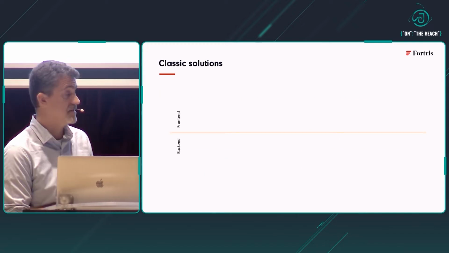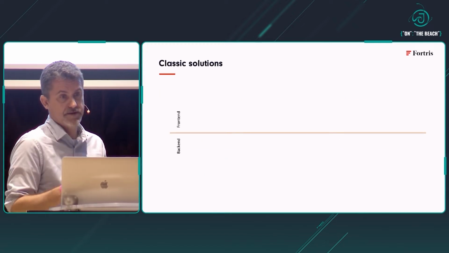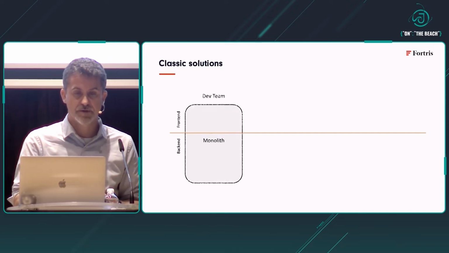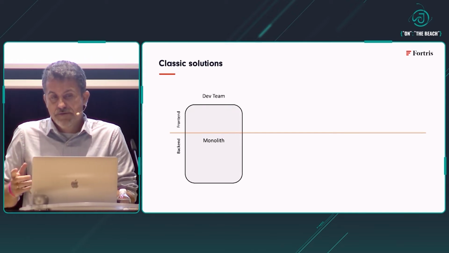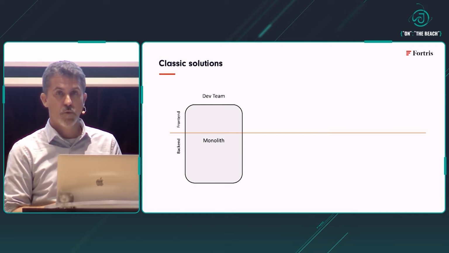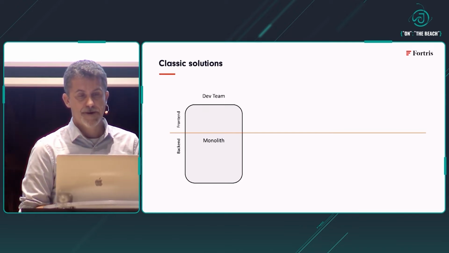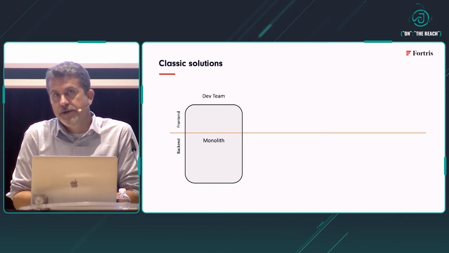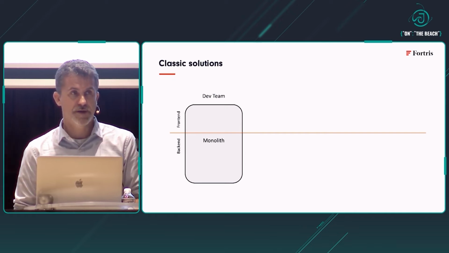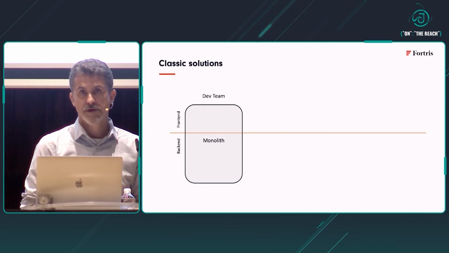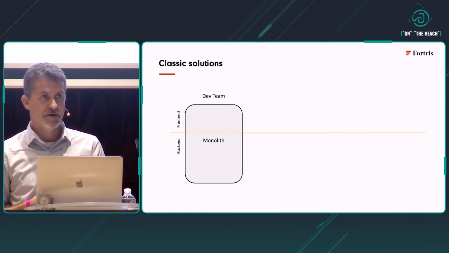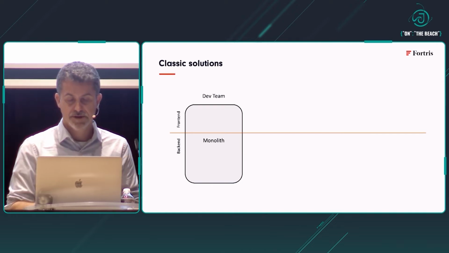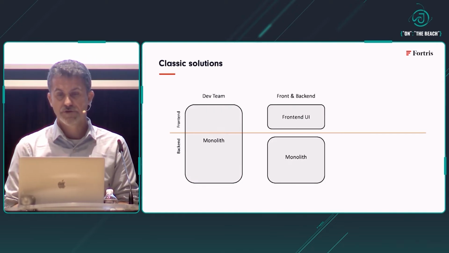So let's start reviewing, in a very basic and quick way, the classic solution for an architecture. We can have the whole development team working in a monolith. So the backend and frontend could be full stack developers working in some template engine, rendering the front-end in the server and sending it to the browser.